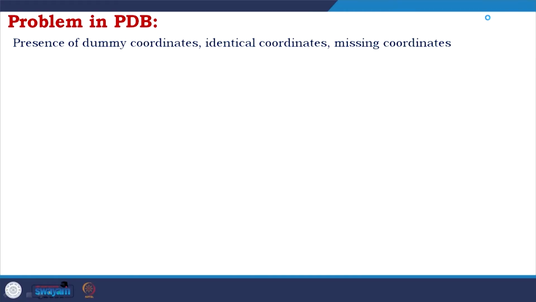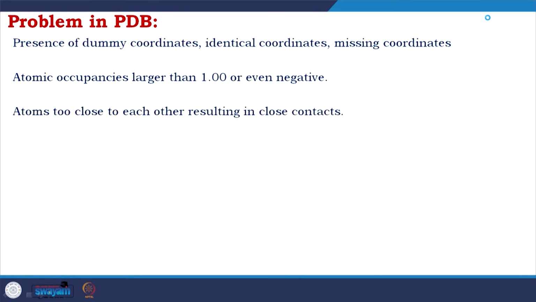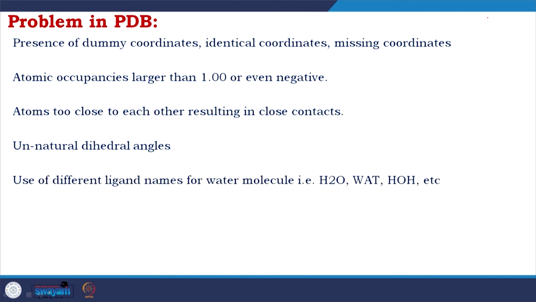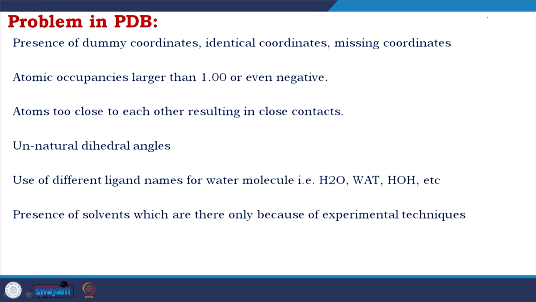What is parsing? I will talk a little bit about it, but before that, what are the problems in PDB? The presence of dummy coordinates, identical coordinates, and missing coordinates are the problem. Atomic occupancy is larger than 1 or even negative, which should not be there. Atoms too close to each other result in close contacts, breaking the rules of chemistry. There are unnatural dihedral angles, and the use of different ligand names for water molecules: H2O, WAT, HOH, etc. There should be one name. It is easy for the program.